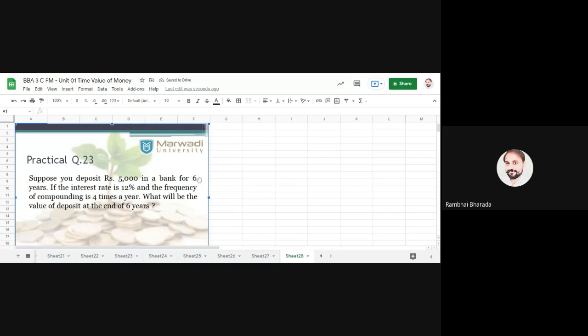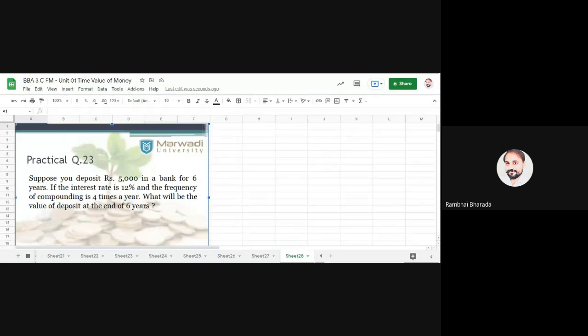Your amount is 5,000, number of years is 6, rate of interest 12%, and now the important line here, the frequency of compounding is 4 times. It means how many months they wait for the calculation of interest. It means interest is calculated 4 times during the year, and we need to calculate the interest 4 times.